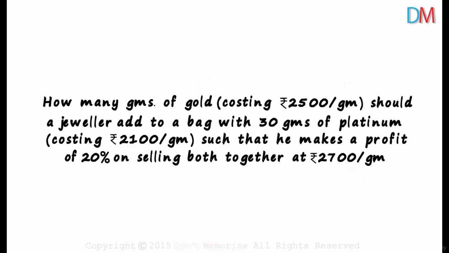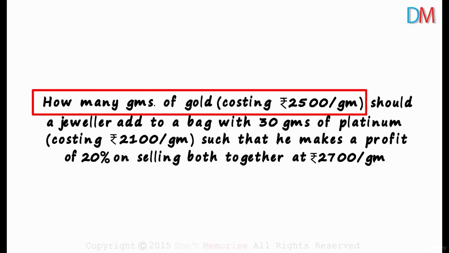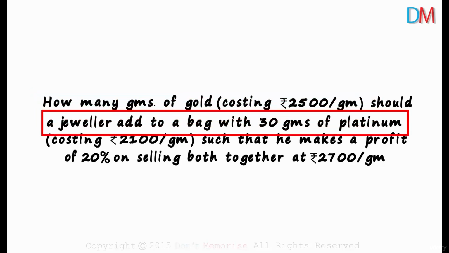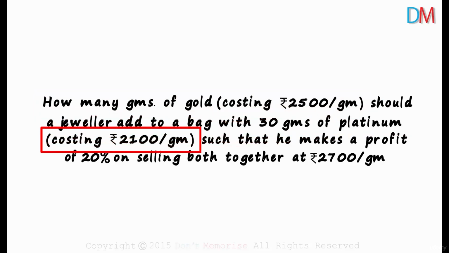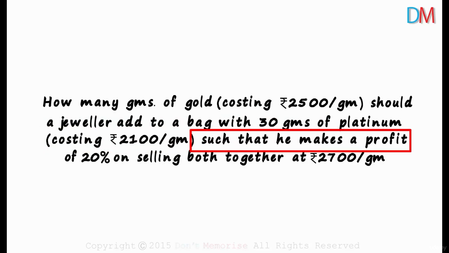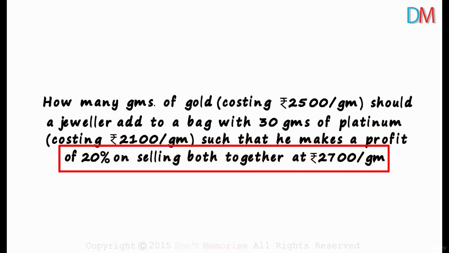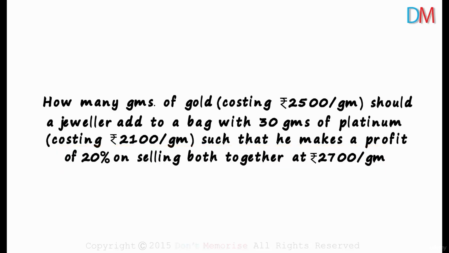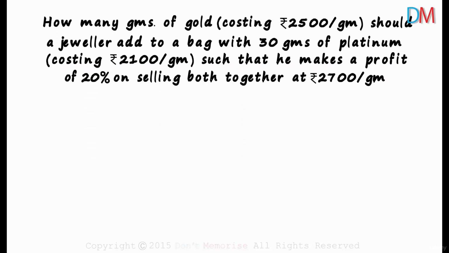This problem is really tricky. How many grams of gold costing 2,500 rupees per gram should a jeweler add to a bag with 30 grams of platinum costing 2,100 rupees per gram? And this should be done in such a way that he makes a profit of 20% on selling both together at 2,700 rupees per gram. Pause the video and go through this problem again.